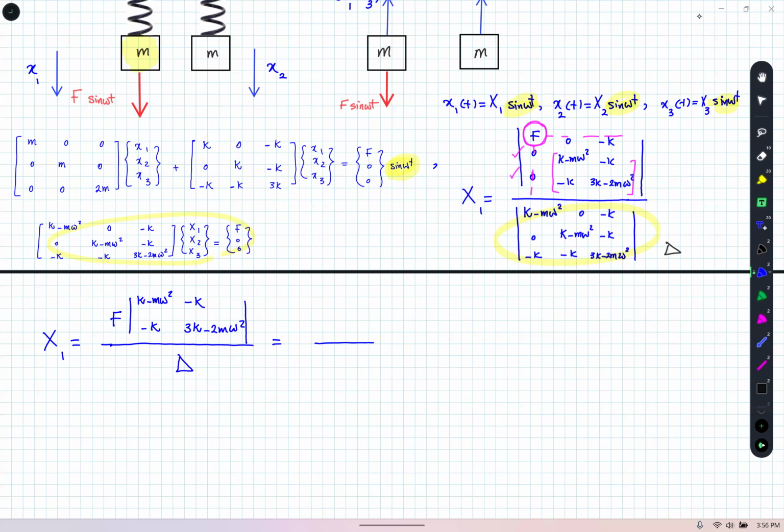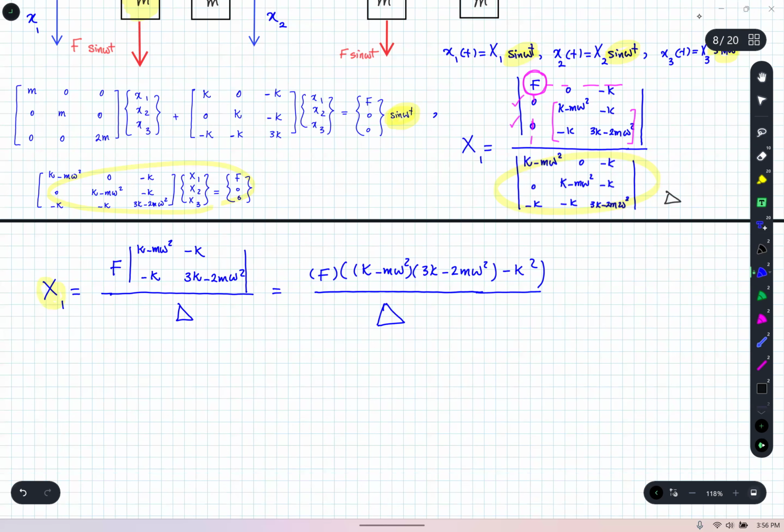All right, so I can simplify it one more step. Now you realize why I call it delta. So I have f, and the 2 by 2 matrix is easy. k minus m omega squared multiplied by 3k minus 2m omega squared, minus k squared. So here is the response of x1.